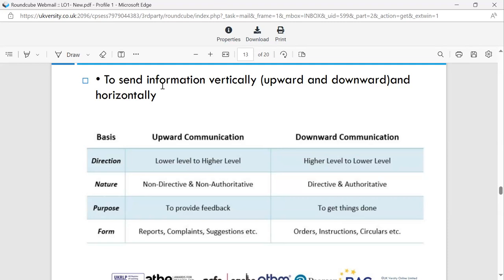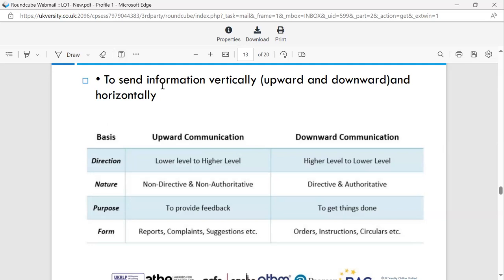Yes. So downward communication is, for example, from your manager to you. Then you've got upward communication, and that travels from the lowest level employees to the upper management. So it could be you to the management. That's how the definition is.